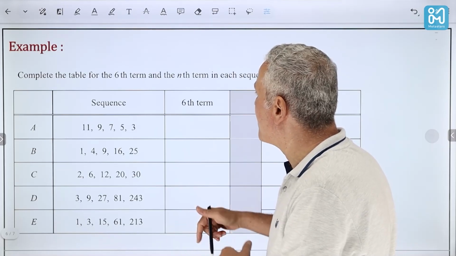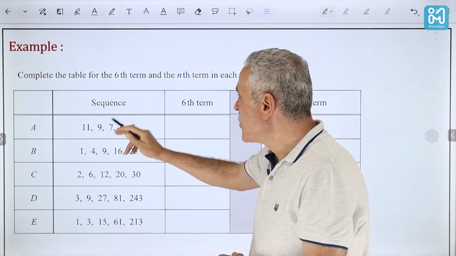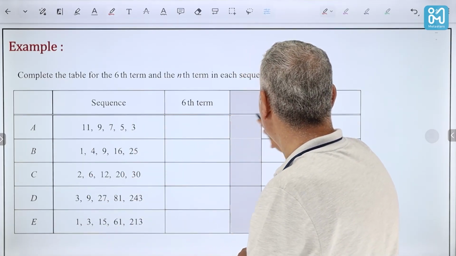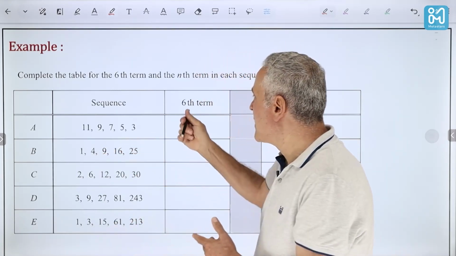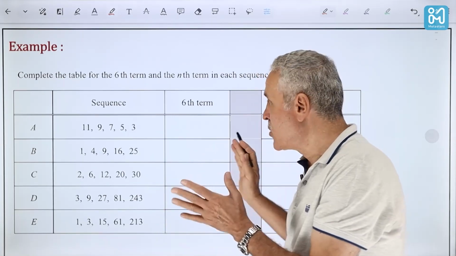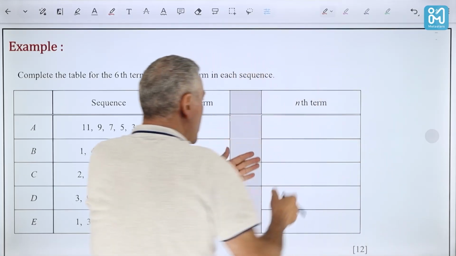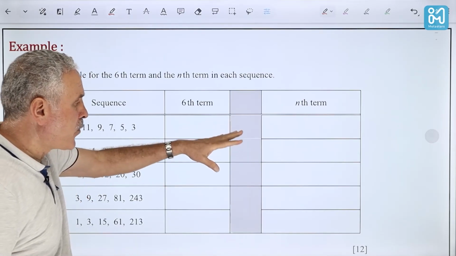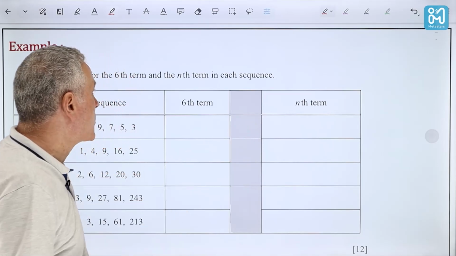I have one example for you here. Let's do it together. We have sequences A, B, C, D, and E. We are looking for the 6th term and the nth term. You may find the 6th term of each sequence before you find the nth term. You could do it this way if you can. If not, you just find the nth term of each sequence and then substitute 6 for n to find the 6th term, and that was worth 12 marks. This is a past paper question.